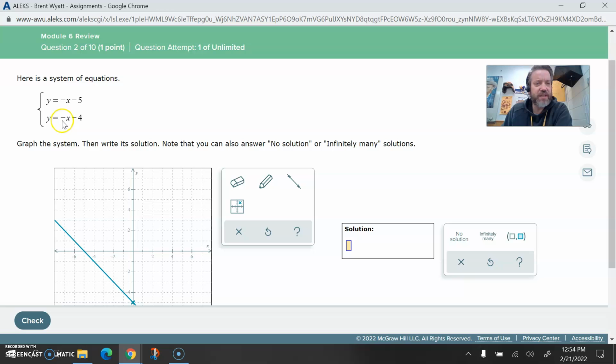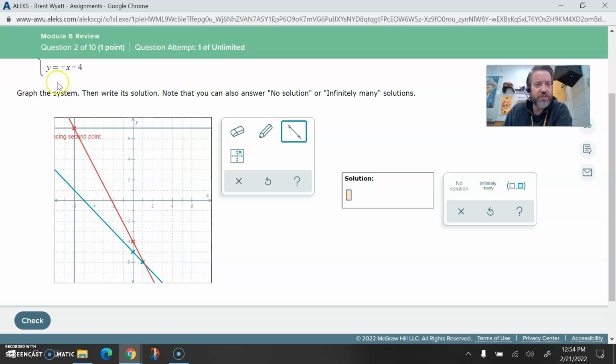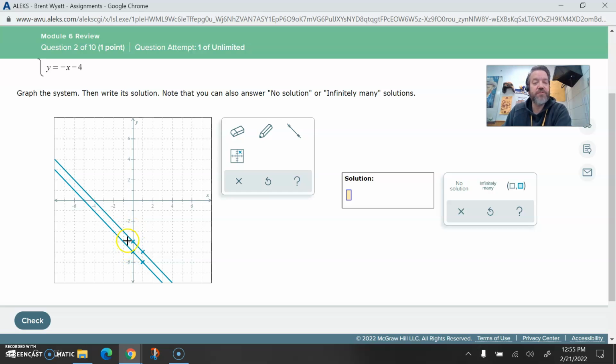The second line has the same slope, but this one's going through the y-intercept of -4. And I'm not even going to use the pencil tool this time. I'm just going to use the line tool. Here's -4 on the y-axis. And then using the slope, which is -1/1, I'll go down 1, right 1, plop a point there. There's my second line. And as you can see, these lines look identical, except one's going through -4, the other is going through -5 on the y-axis. So since these lines are parallel to each other, there is no solution to this system. So instead of putting in an ordered pair, I'm going to select no solution for my answer. And that's how we do number 2.